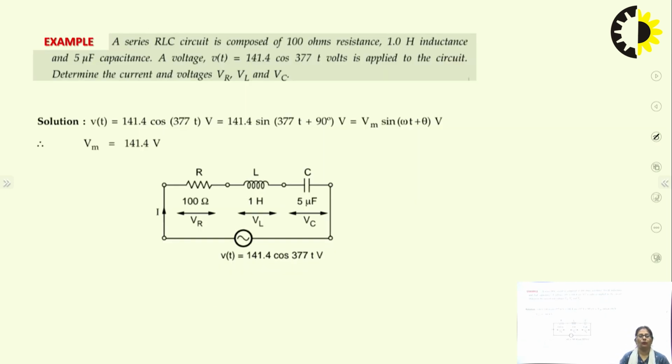Let us go on with the numerical. Say a series RLC circuit is composed of 100 ohms resistance, 1 Henry inductance and 5 microfarad capacitance.